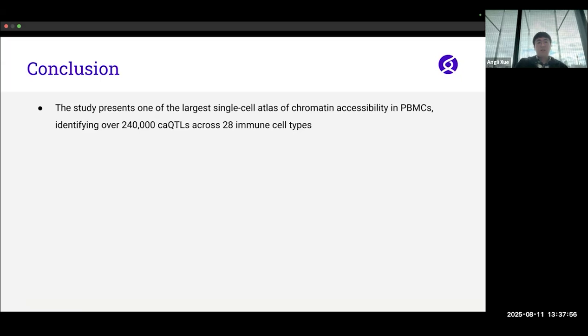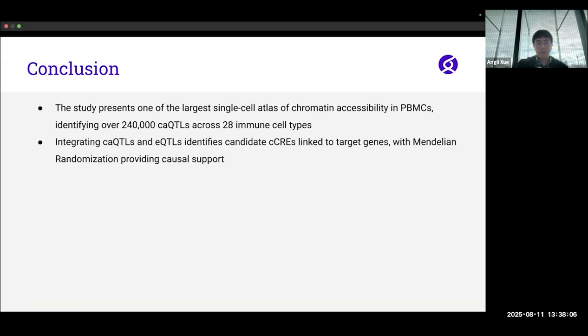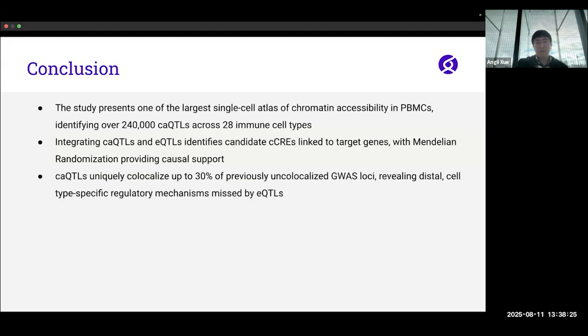The conclusion is that in this study, we present one of the largest single-cell atlases of chromatin accessibility in PBMCs, and we identify over 200,000 caQTL across 28 different cell types. By integrating the caQTL and eQTL, we can identify candidate cis-regulatory elements and then link them to the target gene. At the same time, we can run the MR framework to provide causal support and estimate the effect size and the direction on their nearby genes.